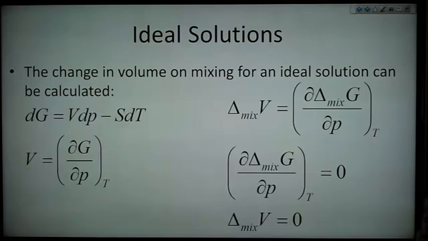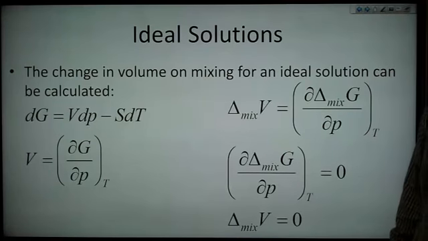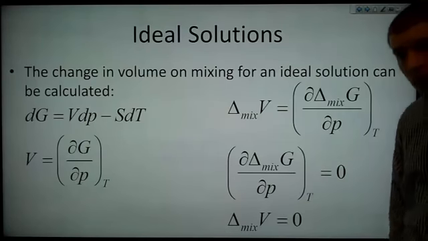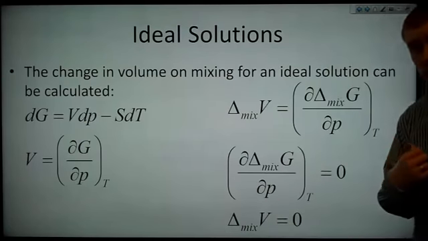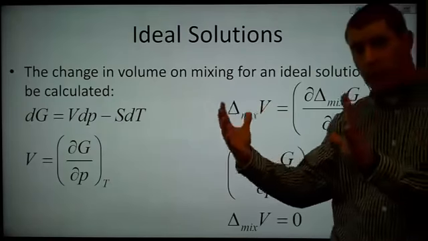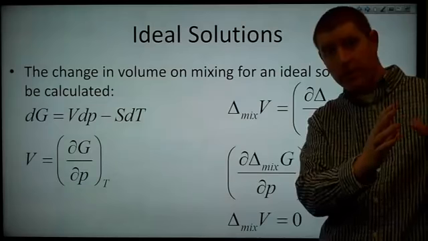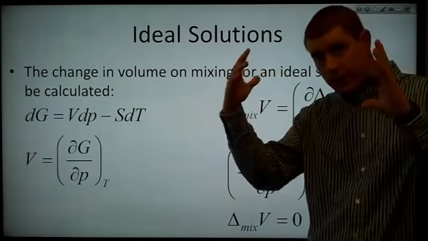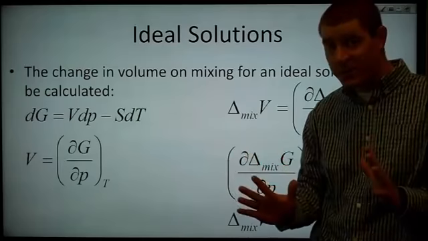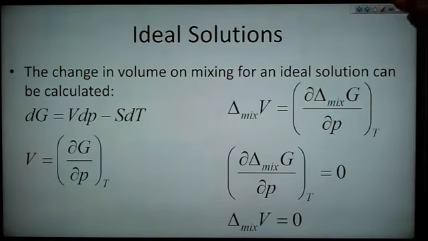And for an ideal solution, the change in our Gibbs energy of mixing with respect to pressure, keeping temperature constant, is 0. And that means for an ideal solution, the change in volume upon mixing is 0. So our total volume before mixing, the volume of A plus the volume of B, is the same before and after mixing for an ideal solution. Now, not all solutions are ideal, so this isn't always true. But for an ideal solution, this is true.